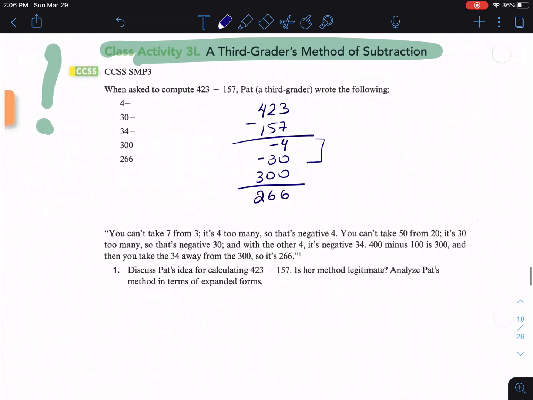Very interesting. So the question to you is, is her method legitimate? See if you can figure that out. If you have any questions about it, let me know and we'll go into more depth.